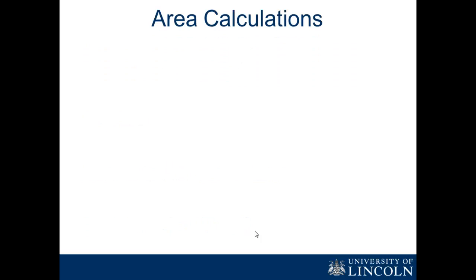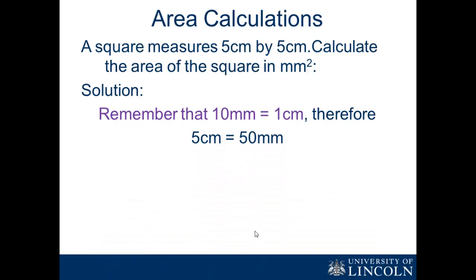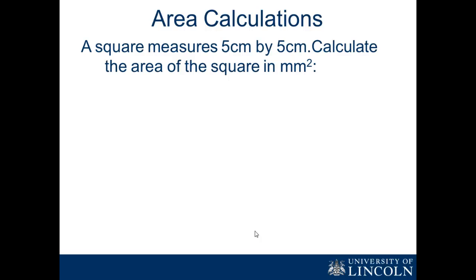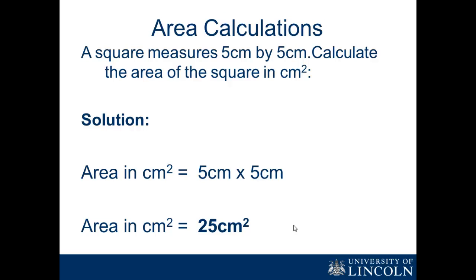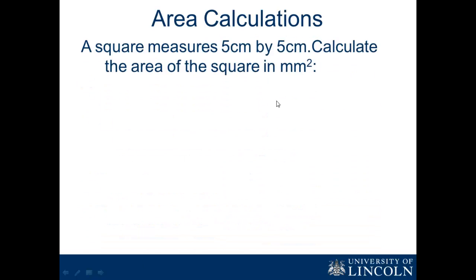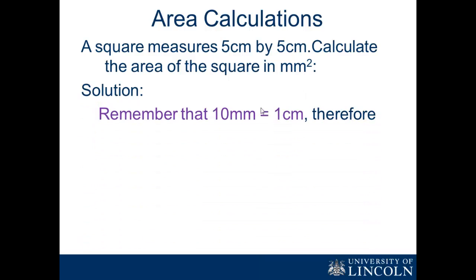But the reason why I suggest that we convert this 5 centimeter to millimeter is because if we've made a mistake in this calculation, that mistake, if we convert this to millimeter square, will be automatically carried over to question number 2. So in order to avoid that, I would prefer converting the centimeter to millimeter and then use that to calculate my area. That's what I would do.